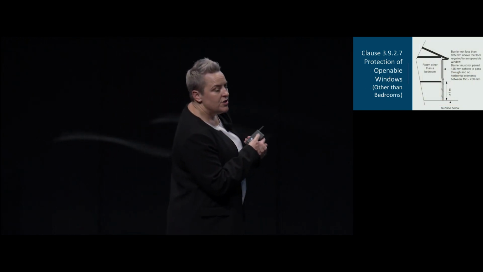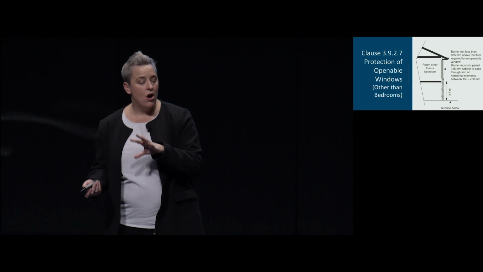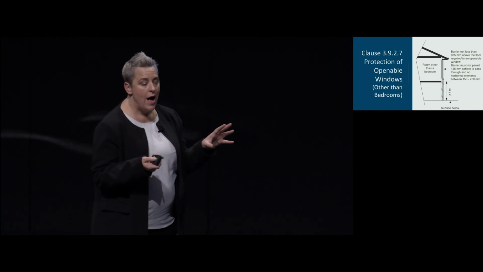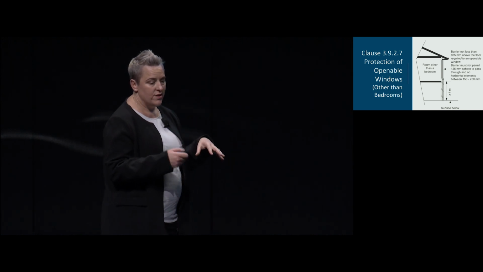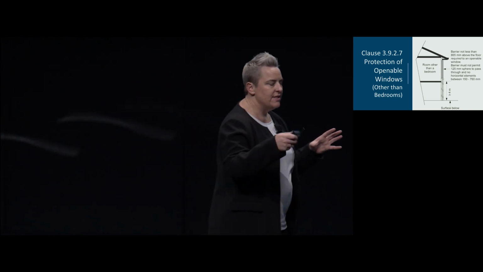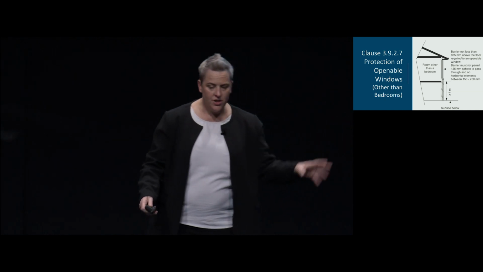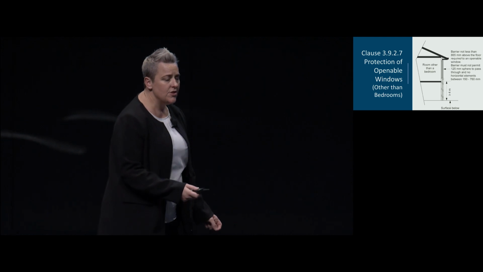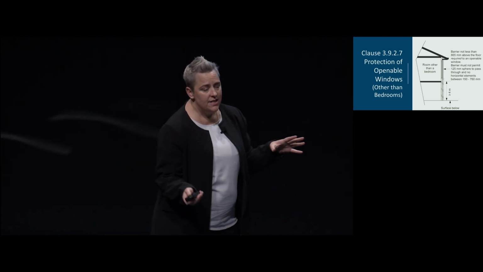So clause 3.9.2.7 looks at the protection of openings of windows other than bedrooms. Previously the code required the protection of openings for bedroom windows where the floor below is 2 metres or more. So that's to cover the kids that jump on their beds when they're not jumping on your furniture, and the bed happens to be next to the window and they fall out the window. So this has now been expanded, and the protection is required for openable windows in rooms other than bedrooms where the floor is 4 metres or more.